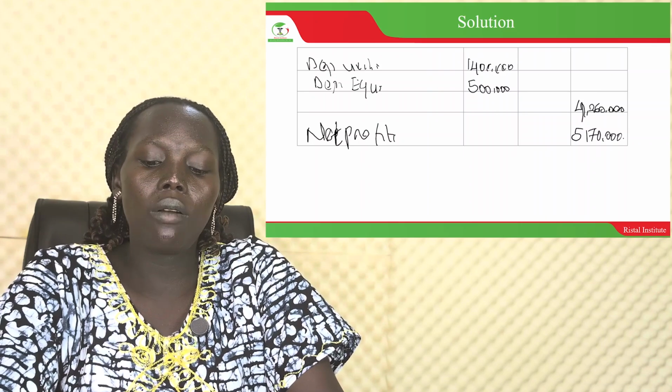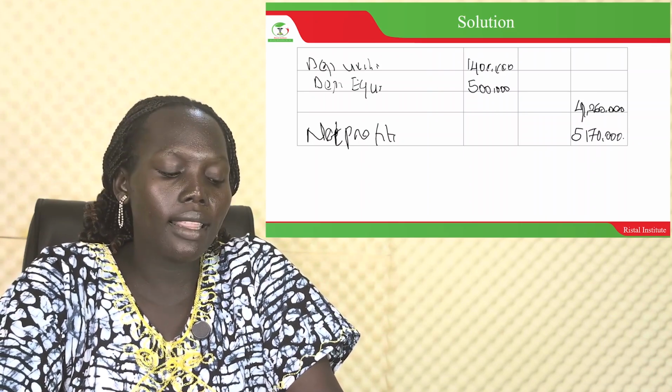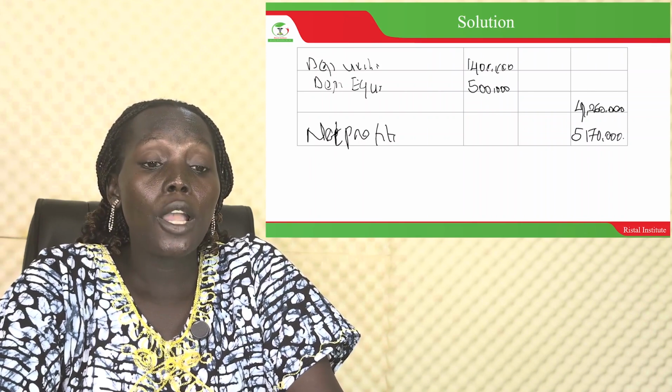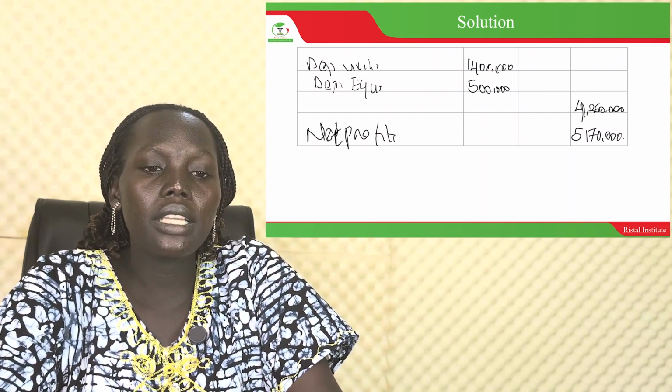So it means that in our illustration here, we got a net profit. It means that the company is doing well.